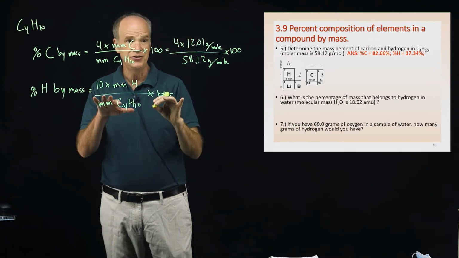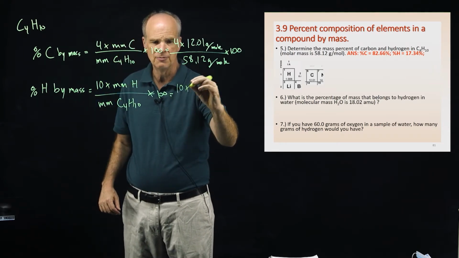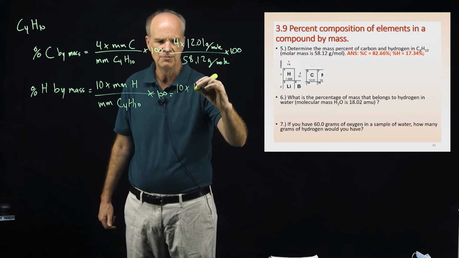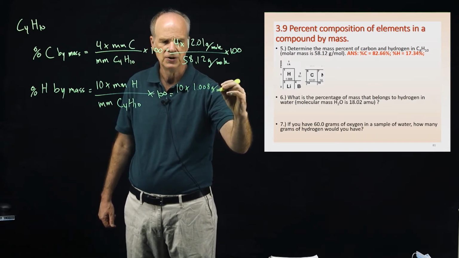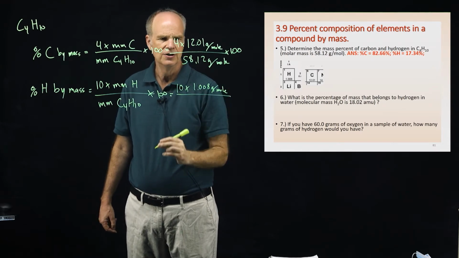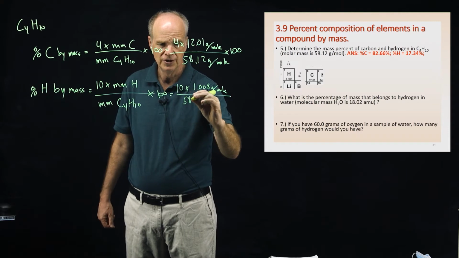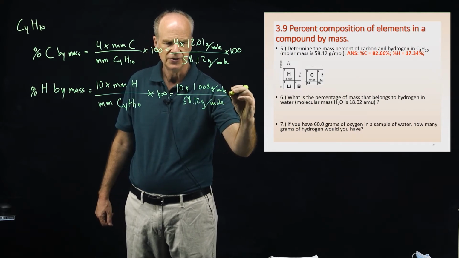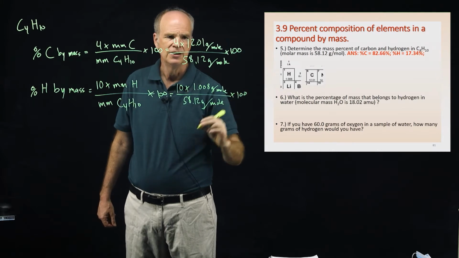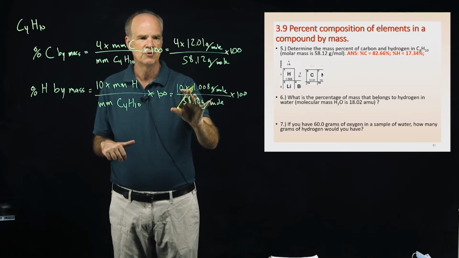Okay, so let's do the formula for hydrogen. So it's going to be 10 times the molar mass of hydrogen. As I recall, that's 1.008 grams per mole over the molar mass for C4H10, which is 58.12 grams per mole, times 100.